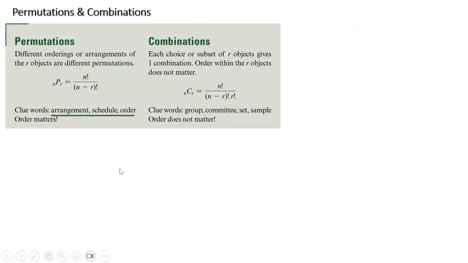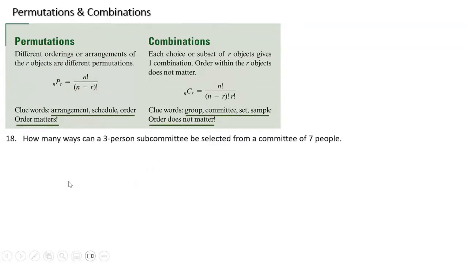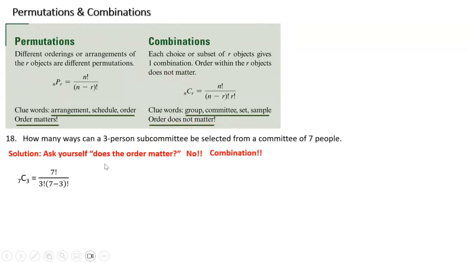Now number 18 is similar to what we went over earlier today. Okay, now here it is, number 18. In how many ways can a 3-person subcommittee be selected from a committee of 7 people? Okay. So committee means this is going to be combination. Or you can ask yourself, does the order matter? No. It's going to be combination. So it's going to be 7 combination 3.